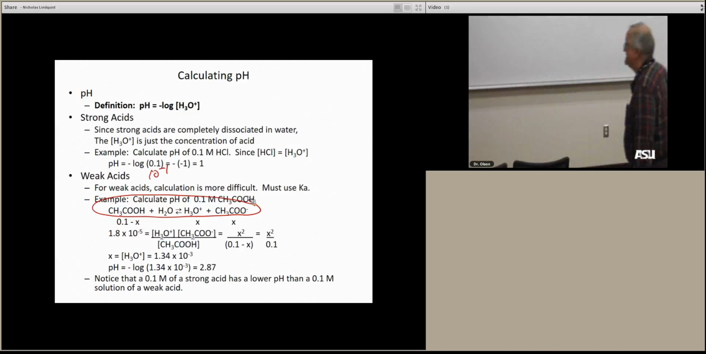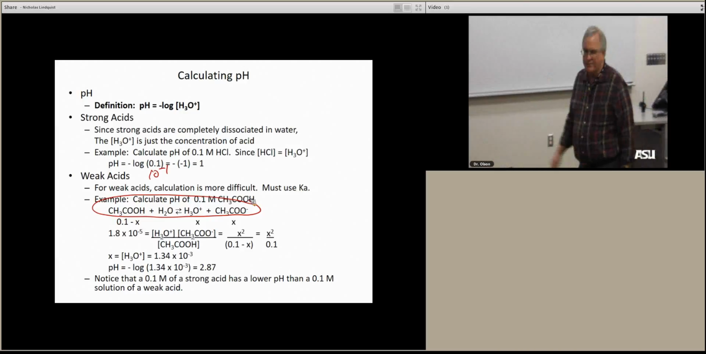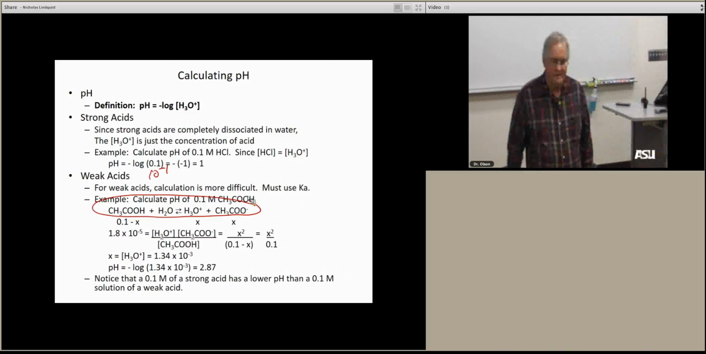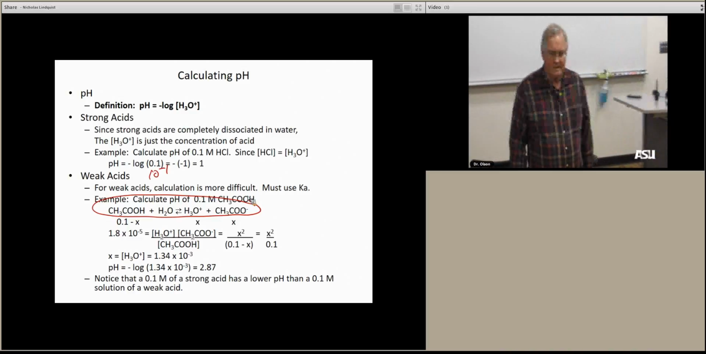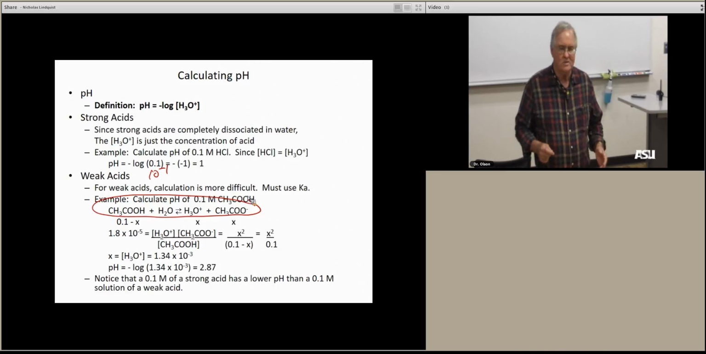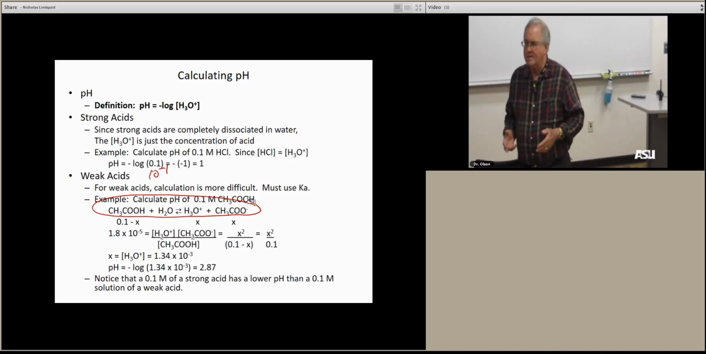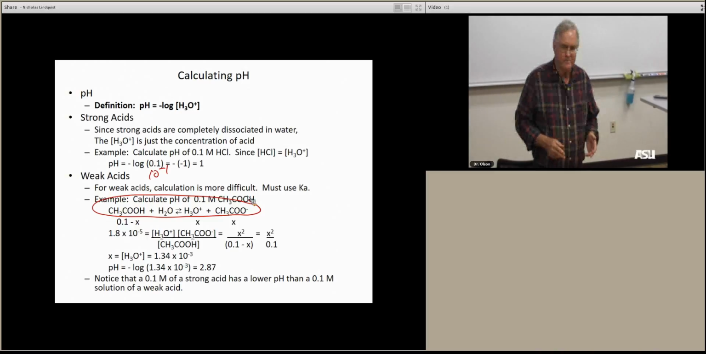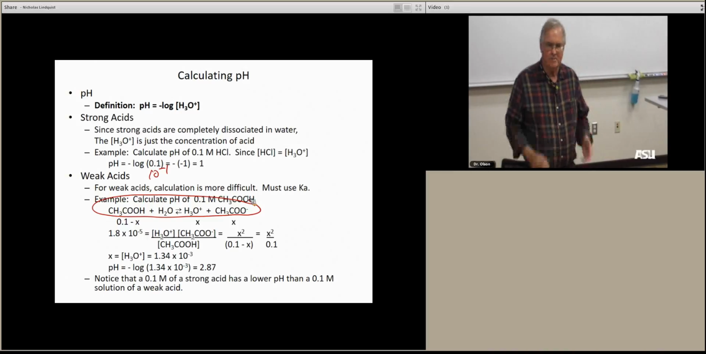Now, that's a lot of unknowns. I have 3 unknowns there, right? I have hydrogen ion, H3O plus, and I have acetate ion, and I have the acetic acid concentration, 3 unknowns. But if I look at it, I can reduce that a little bit. What do I know about the relationship between the hydronium ion concentration and the acetate concentration? You tell me about their relationship.